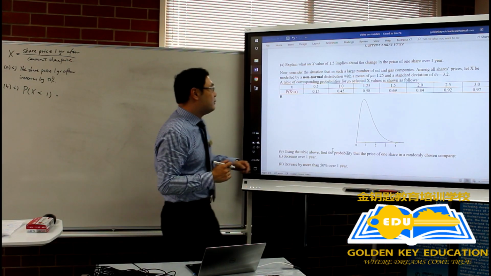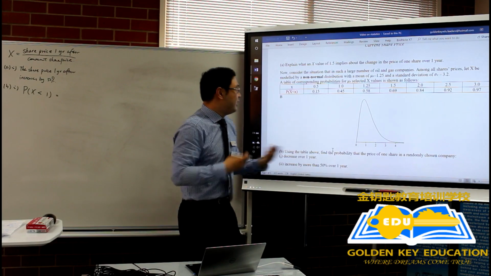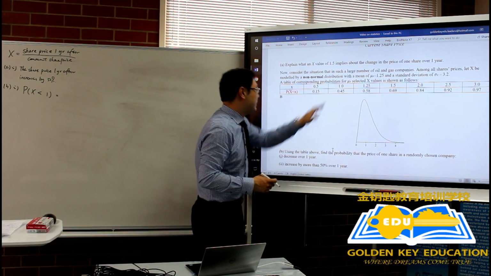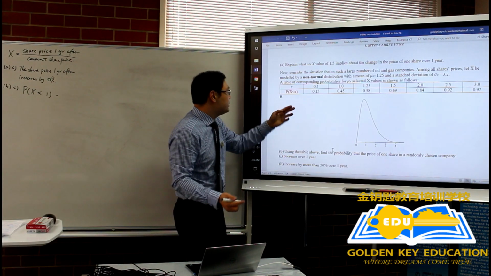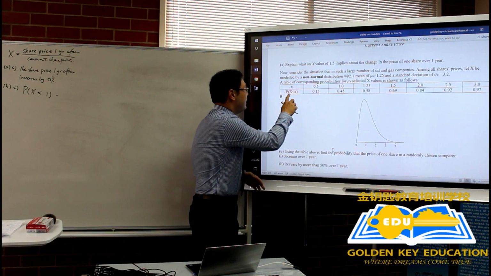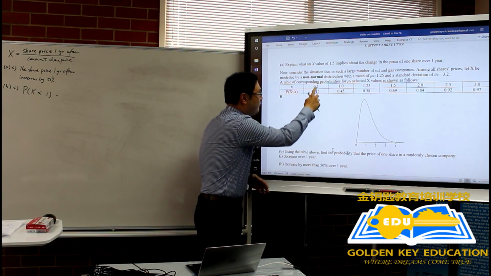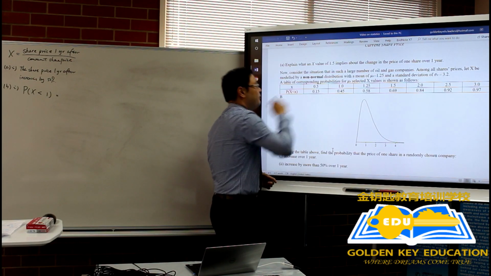A lot of students might be thinking, oh, according to the table, the answer must be 0.15 because that's just less than 1, isn't it? Well, that's not right, because, like I said, this is not a discrete random variable. So we can say X less than 0.5 is 0.15. X less than 1 is 0.45.